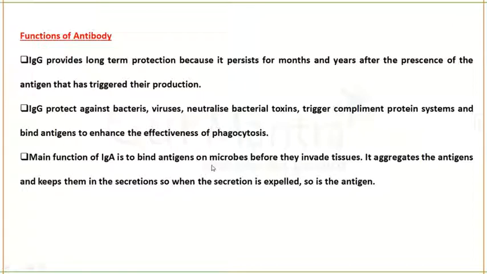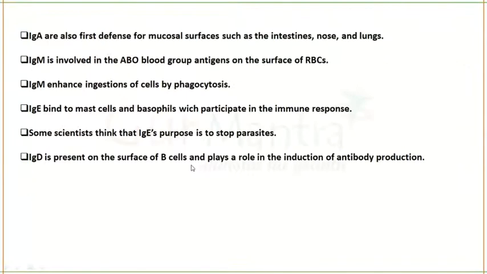The main function of IgA, okay, A means alpha, is that it will bind to the antigens on the microbe and prevent the microorganism from invading the tissue. Also, it will help the antigens to be expelled through the secretions. Okay, so IgA is a secretory antibody. IgA is also the first line of defense, and it will be present in the mucosal surfaces. Wherever in our body mucosa is present, it will be present because it is secretory.